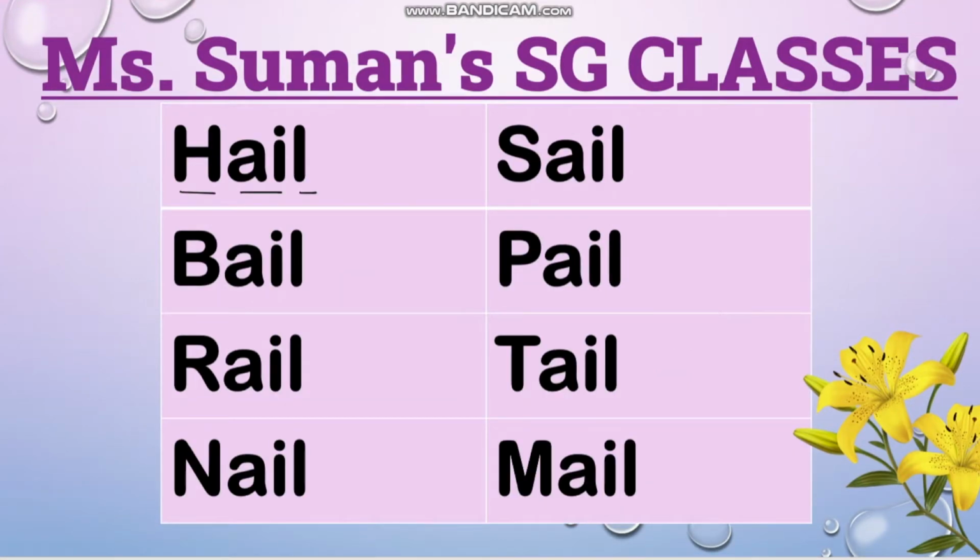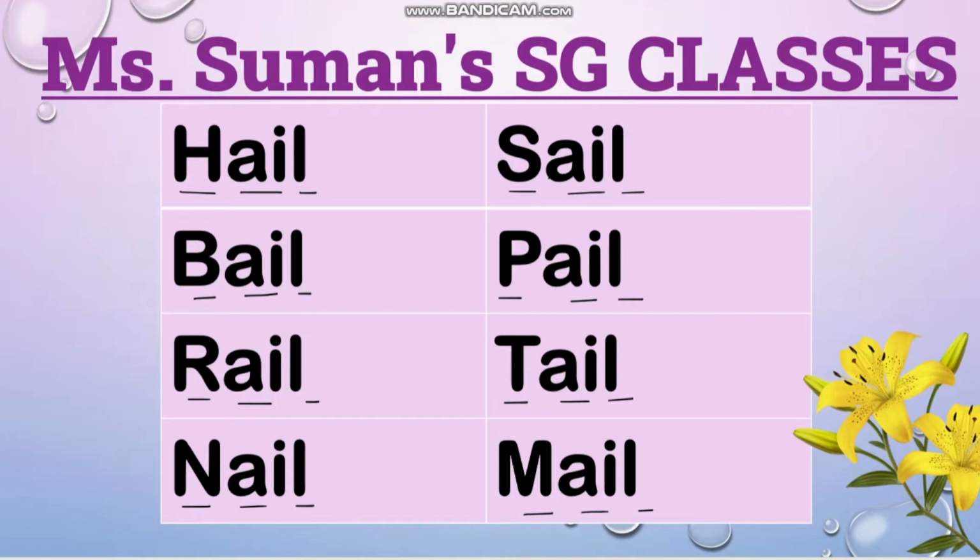H-A-I-L, hail. B-A-I-L, bail. R-A-I-L, rail. N-A-I-L, nail. S-A-I-L, sail. P-A-I-L, pail. T-A-I-L, tail. M-A-I-L, mail. Very good job.